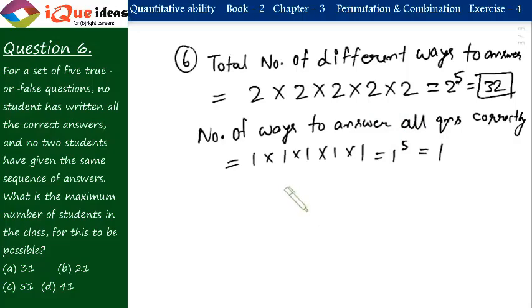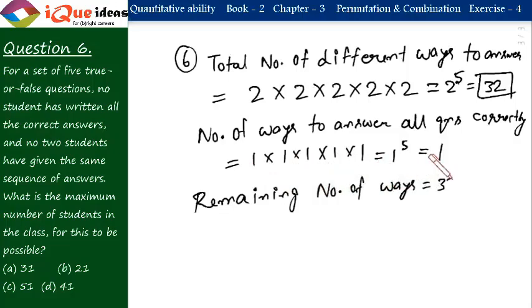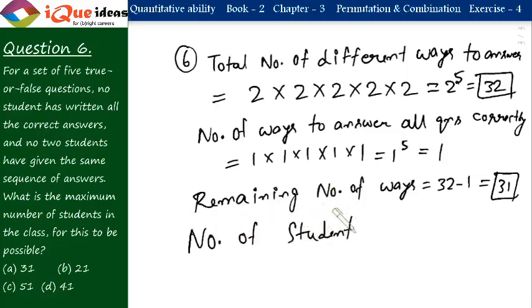So in this case, where it says no student has written all correct answers, the remaining number of possibilities would be equal to 32 minus 1, hence 31. So there are a total of 31 different ways under the given conditions in which the paper can be answered. That means the number of students, because no student has given the same sequence of answers, has to be equal to the number of ways in which the paper has been answered. So the number of different ways to answer is 31, and the number of students is also 31.